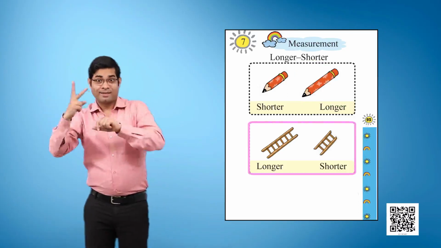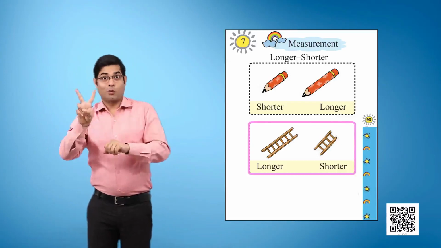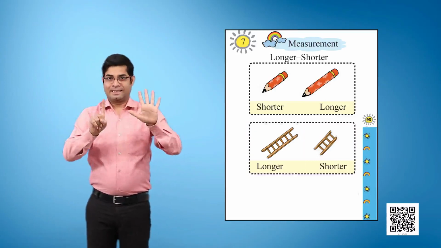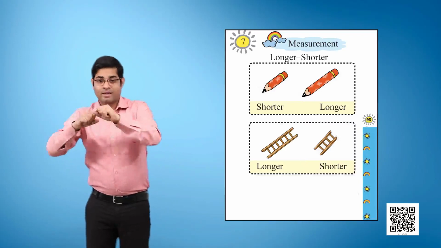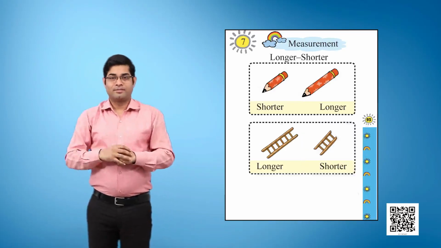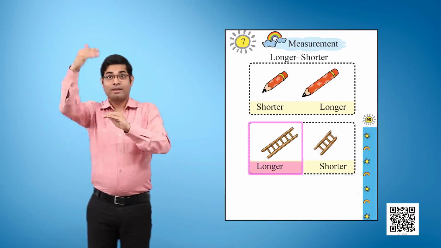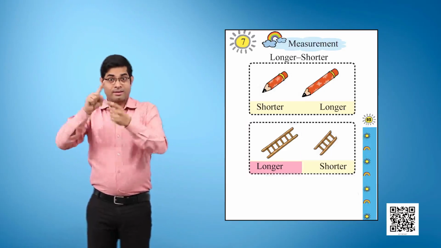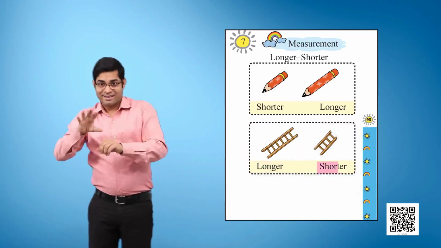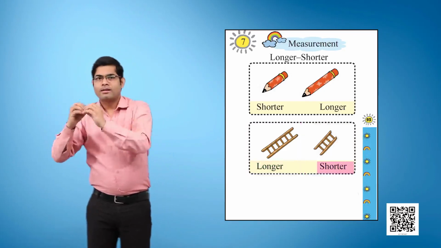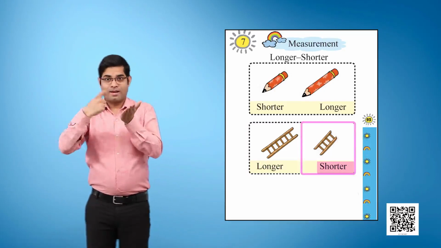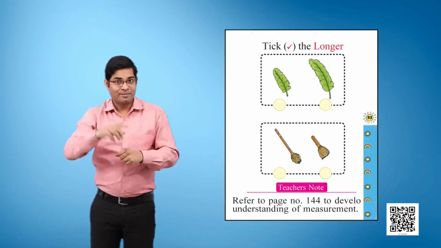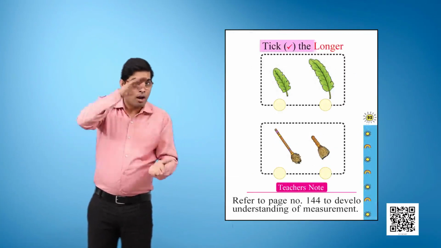Picture 2 shows 2 ladders. Ladder 1 has 6 steps. Ladder 2 has 4 steps. Word longer is written below the ladder 1. And shorter is written below the ladder 2. Question 1. Tick and identify the longer.